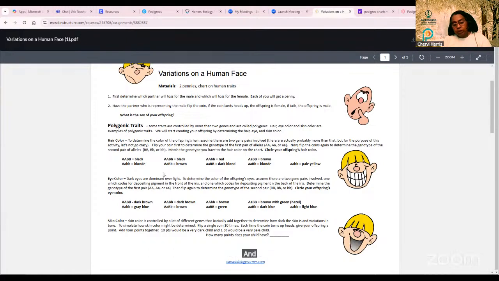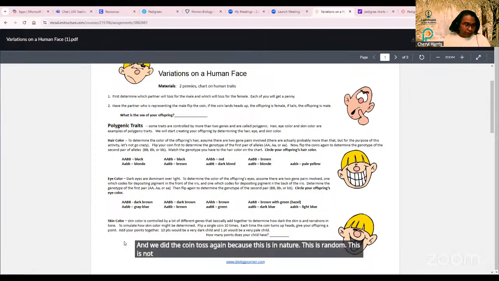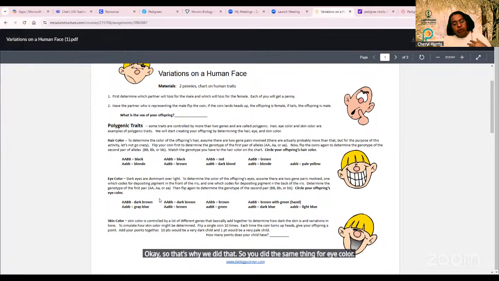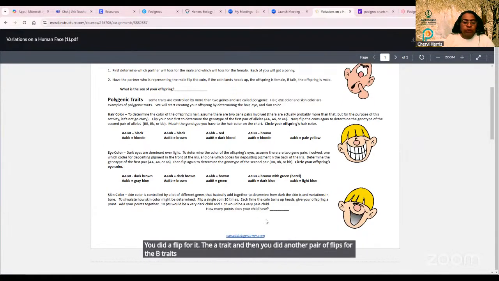And we did the coin toss again because this is in nature. This is random. With this exercise, I'm not watching you, so you could have easily just circled which one you wanted to pick, but you did the coin toss so that you could understand variation and probability. Okay, so that's why we did that. You did the same thing for eye color. You did a flip for the A trait, and then another pair of flips for the B traits, and then you circled your color.